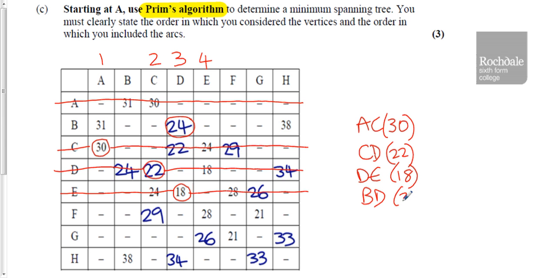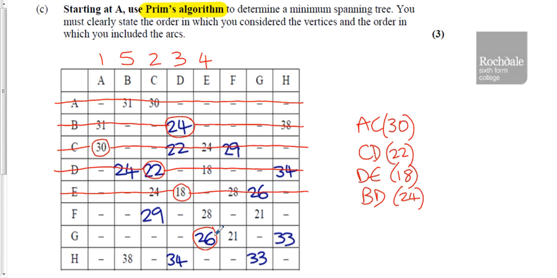BD 24, and that brings B into the tree. So now B is part of the tree. Cross out B and number B. So 1, 2, 3, 4. B is numbered 5. Now looking down all 5 numbered columns now for the smallest number that hasn't been crossed out or already selected. Some choices are, well, there's nothing in the 1 column. There's 38 in the 5 column, and 29, 34, 28, 26. Smallest of those numbers, clearly 26.